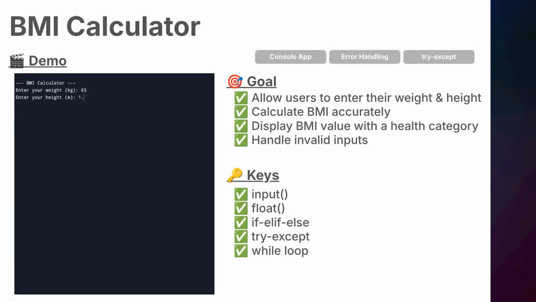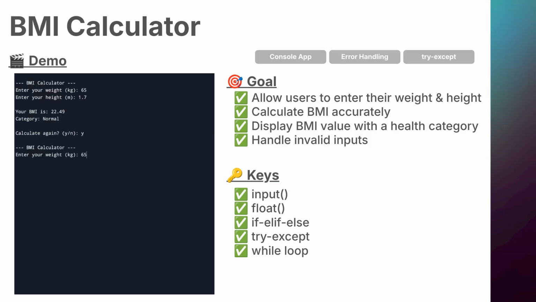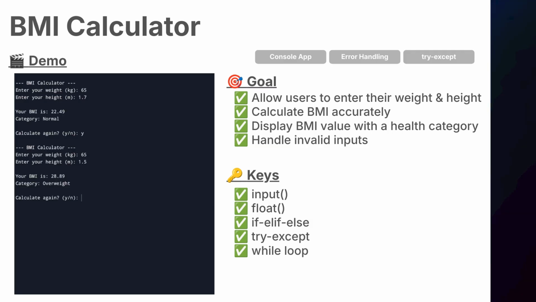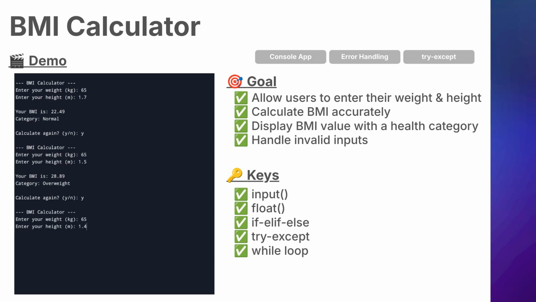Now let's zoom in on what we're actually going to build. The goal of this program is straightforward. It asks the user to enter their weight and height, calculates their body mass index, and then tells them which health category they fall into, such as underweight, normal, or overweight.